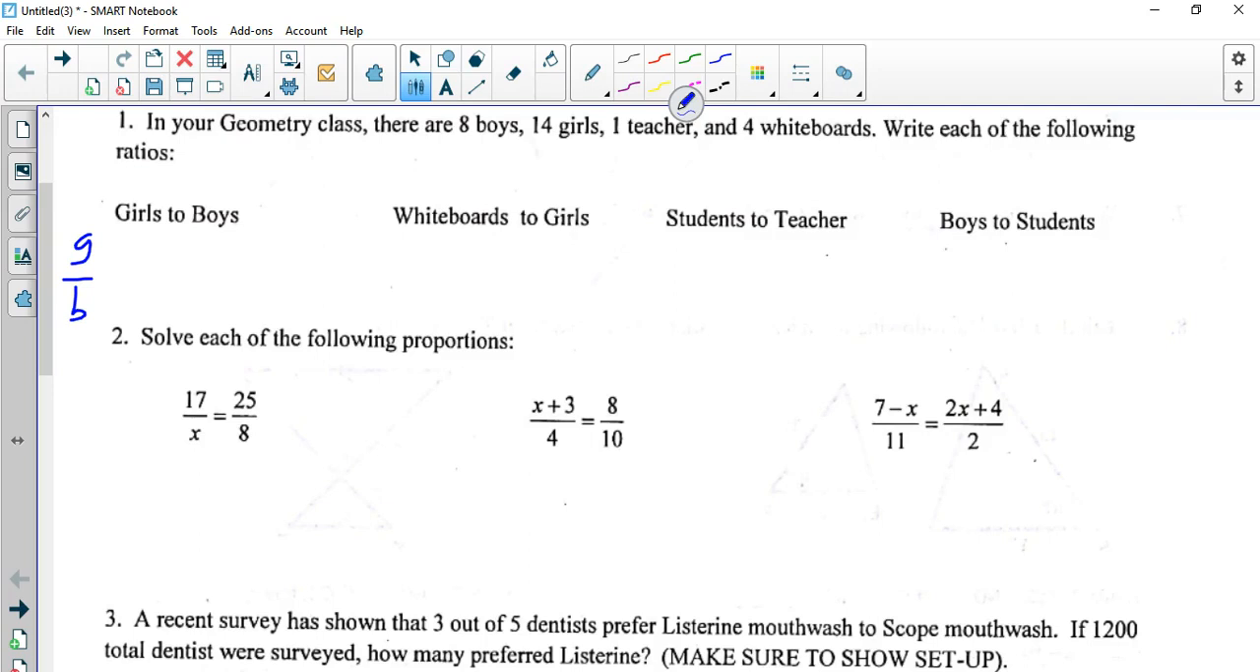So there are 14 girls. Okay, we're just going to do this already. Try this again. 14 girls and 8 boys. Now we always want to reduce this, so that's going to be 7 over 4. Now remember, you can also write this in this format, 7:4.